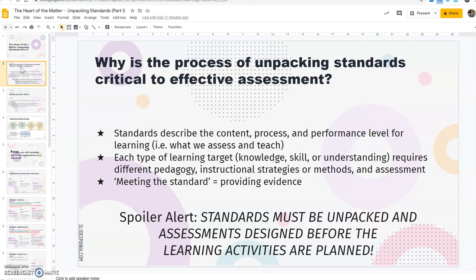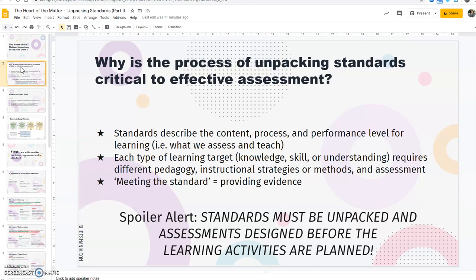First of all, standards describe the content, process, and performance level for learning. In other words, what we teach and therefore what we assess. Each type of learning target requires different pedagogy, instructional strategies, or methods and assessment. If we aren't sure about the level of cognitive demand or exactly what it is we want students to do, we might not be choosing the appropriate pedagogy, instructional strategies, or assessment tasks.